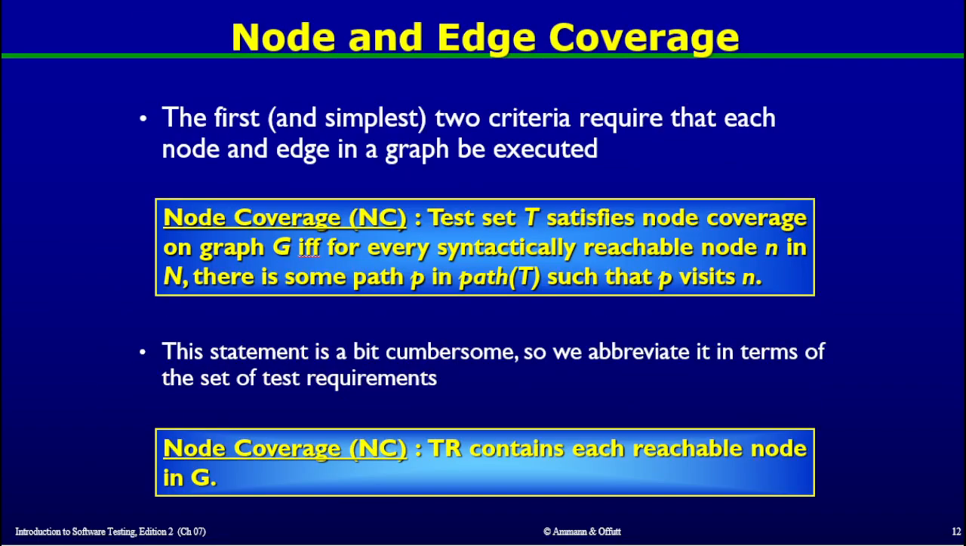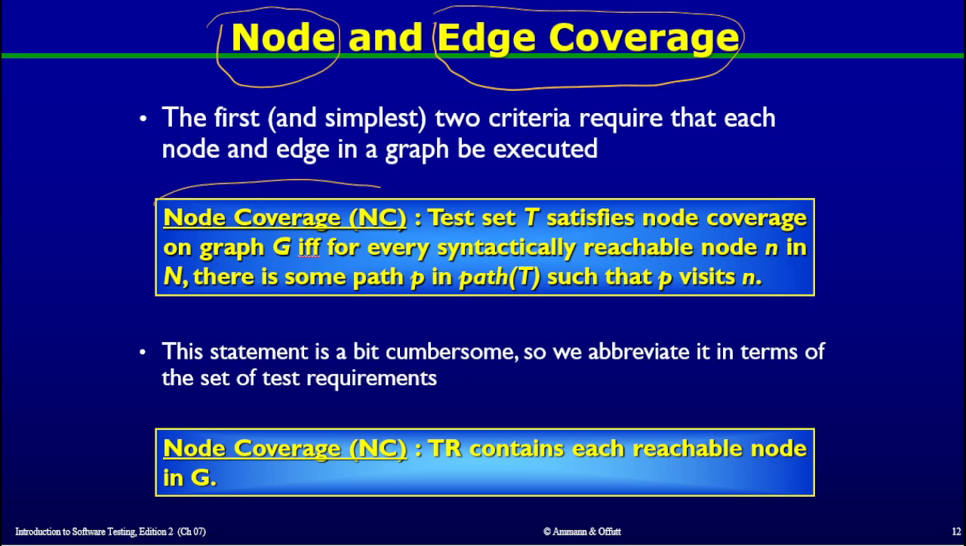So the two very simple coverage criteria in terms of structural coverage are node coverage and edge coverage. The first one is the simplest one, which is called node coverage. It is denoted by NC. And what is the definition of this coverage? A test set T satisfies node coverage on a graph G if and only if for every syntactically reachable node n in N there is some path p in path(T) such that p visits n.